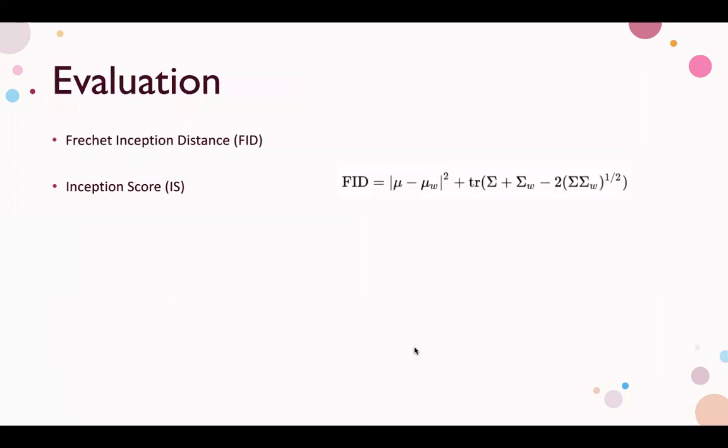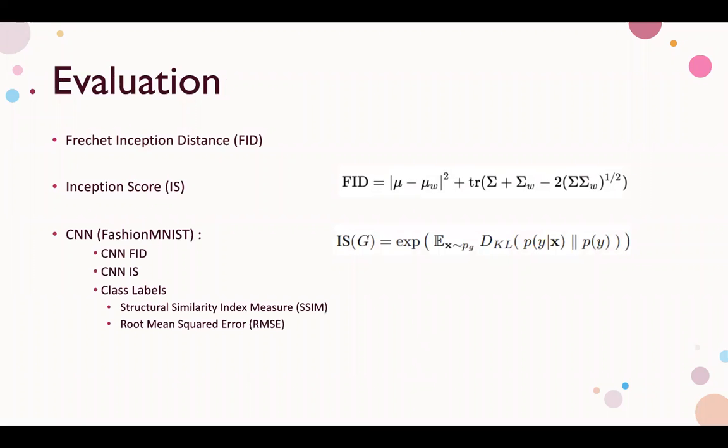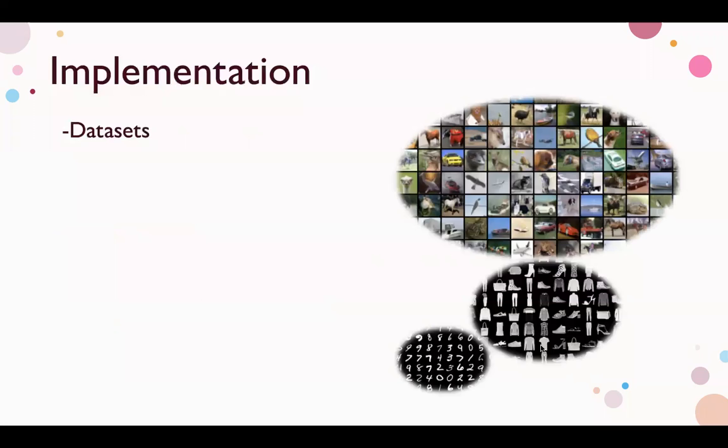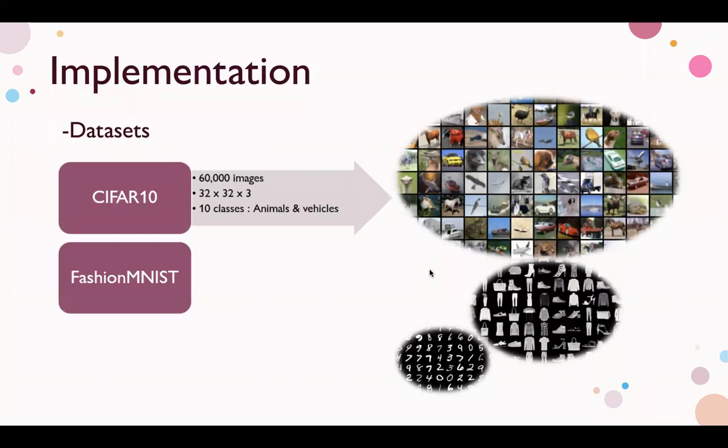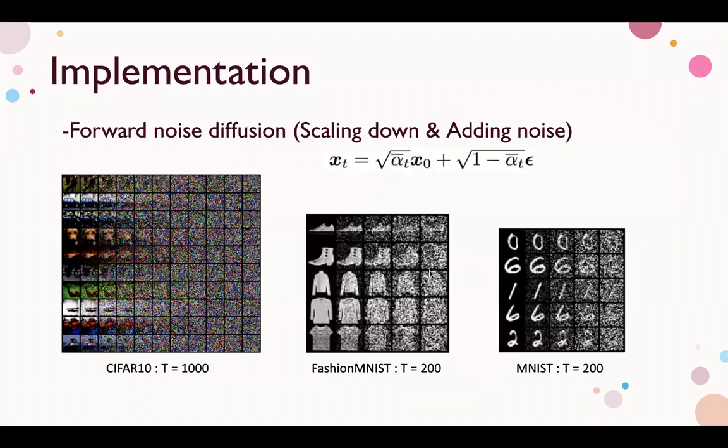Now, for evaluation, we do use common GAN metrics such as FID and Inception scores. But since Inception is not exactly trained on data sets like MNIST and Fashion MNIST, we also use a custom trained CNN classifier and define our own FID and IS and class label wise SSIM and RMSE scores for our data sets in order to measure sample quality performance. Now, coming to the data sets, we use CIFAR10, Fashion MNIST, and MNIST.